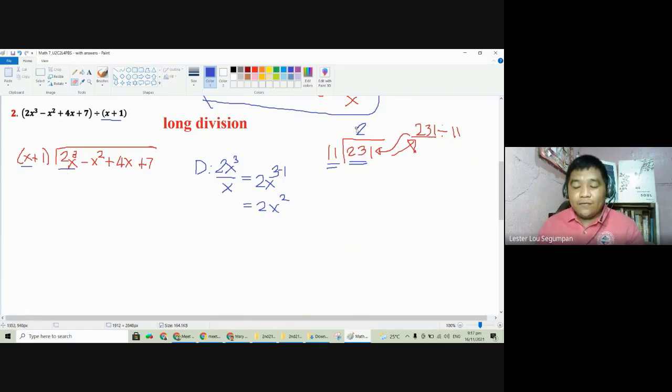Just like here, the first quotient is 2, and we place it here at the top. So similarly, this first quotient will be placed here, which is 2x squared. This is just the first part of the first group of steps. I'm saying group of steps because it is termed as long division, and definitely it will take a longer process. Let's talk about the next process.